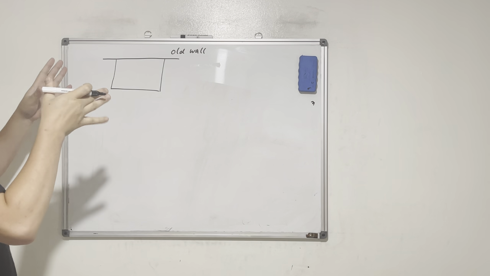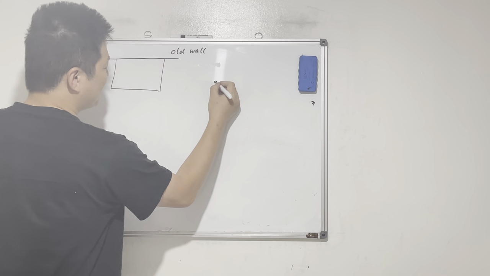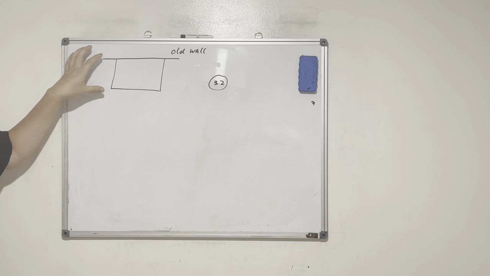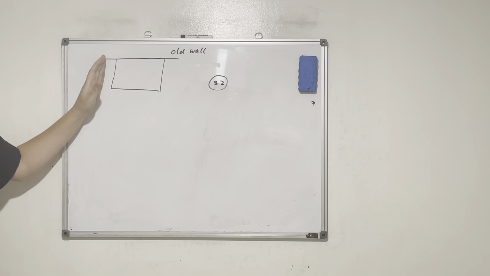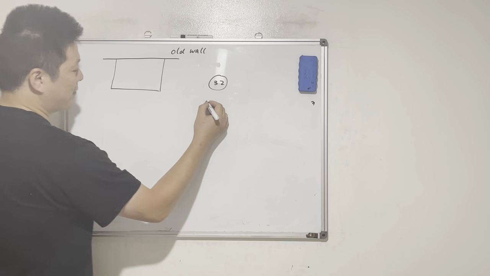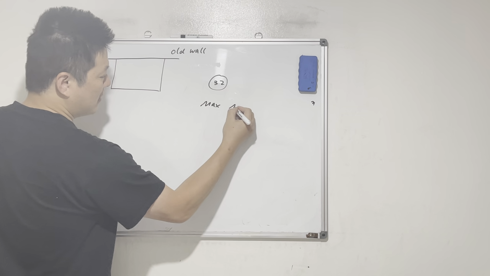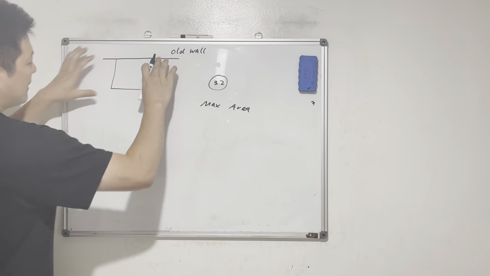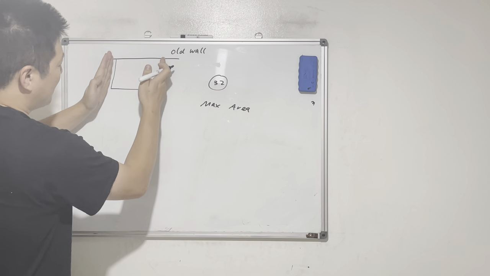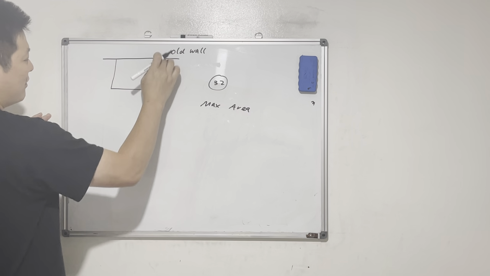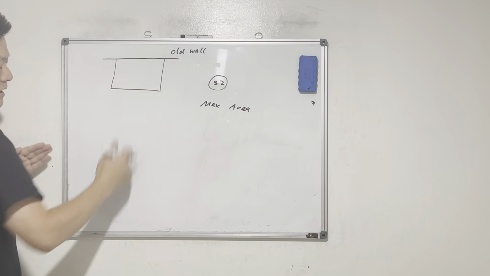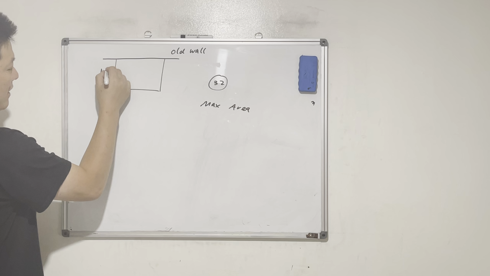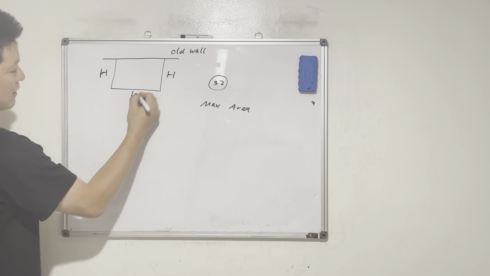He wants to use the total length of 32. This is known, 32, and it has to be a rectangle wall. What's the maximum? We want to maximize this area. So look, this old wall, and then the length of this is the height, and that's the width.